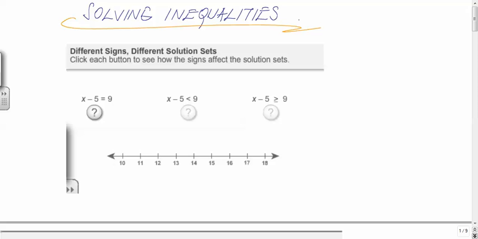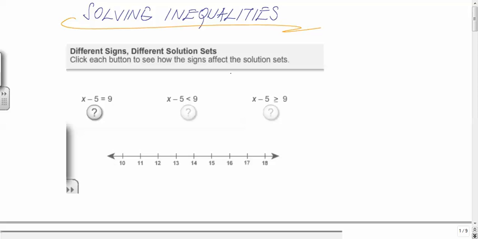Let's do some problems. Let's get better. And this is from your manual. You have probably solved it, but anyway, let's go over one more time. Different signs, different solution sets.